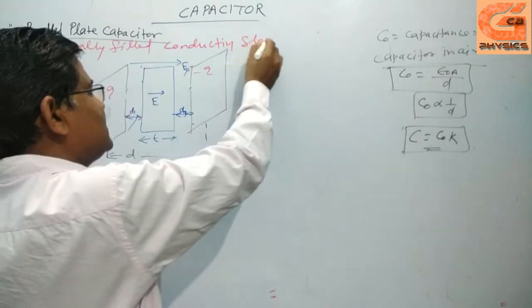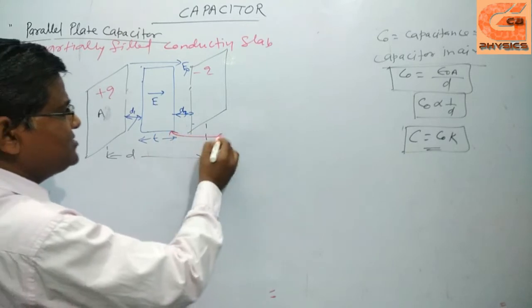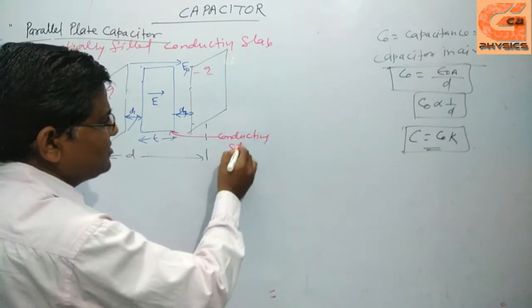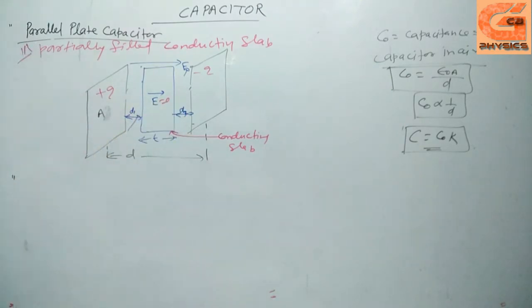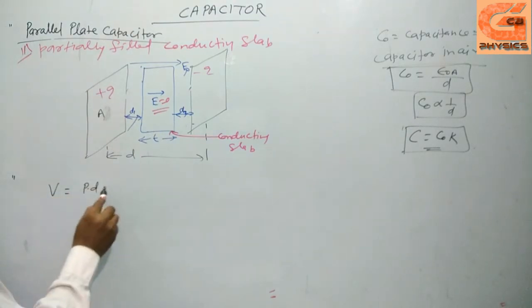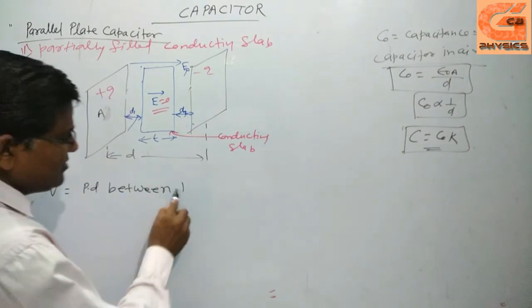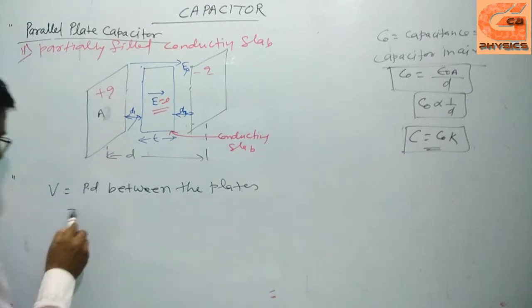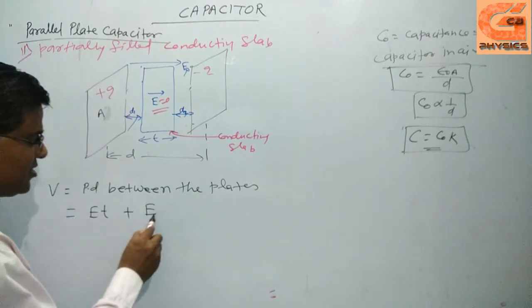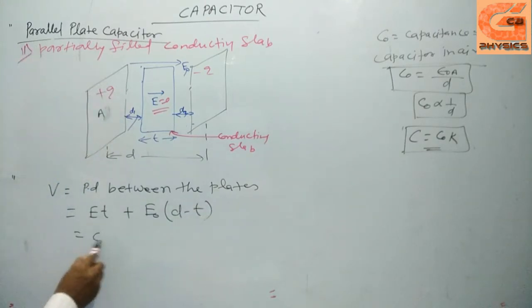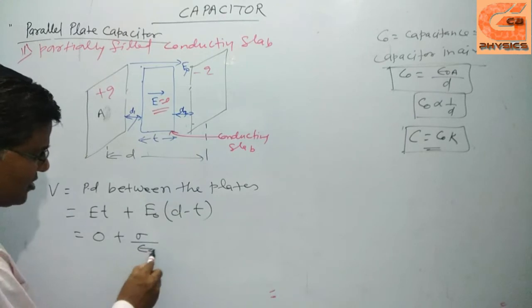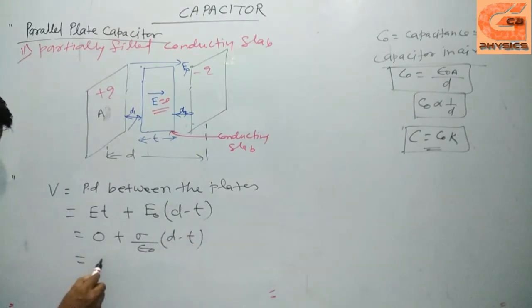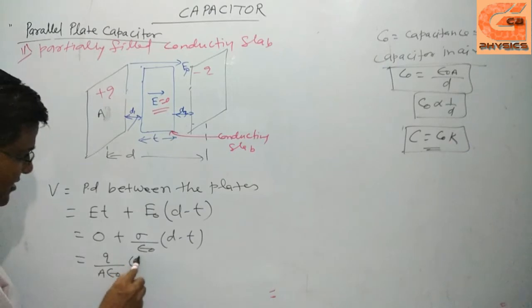This is a conducting slab. This is the conductor. You remember, this is the conducting slab. Then inside, the electric field is zero. This is the main thing. Similarly, the potential difference between the plates is ET plus E naught (D minus T), and this is zero. Then E naught is sigma by epsilon naught, and so V is Q by A epsilon naught times (D minus T).